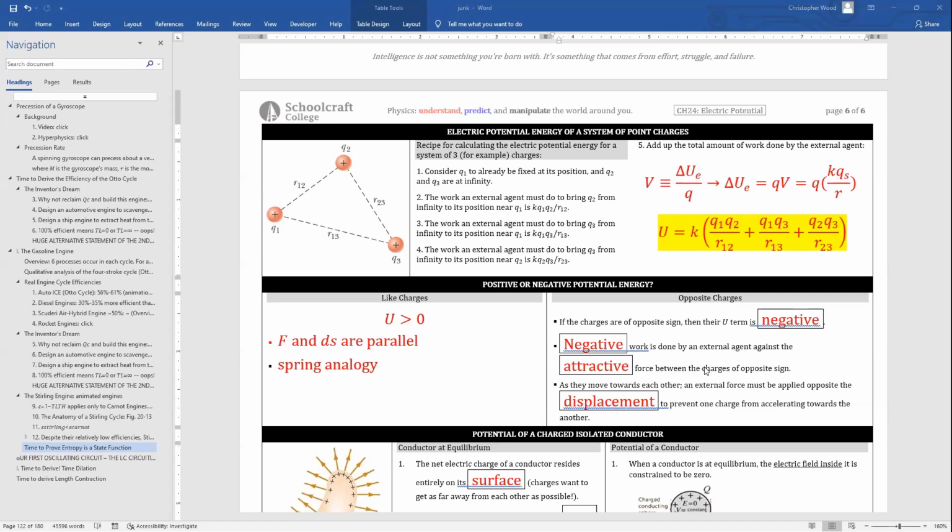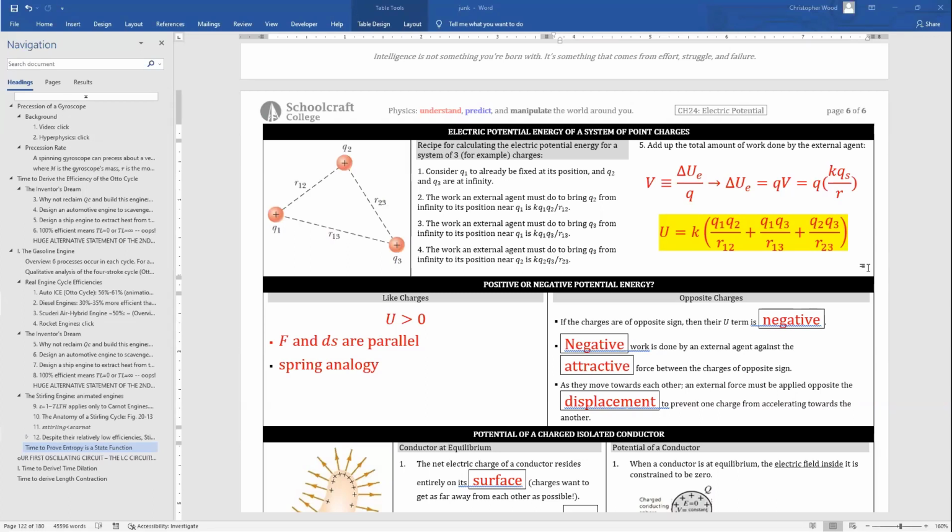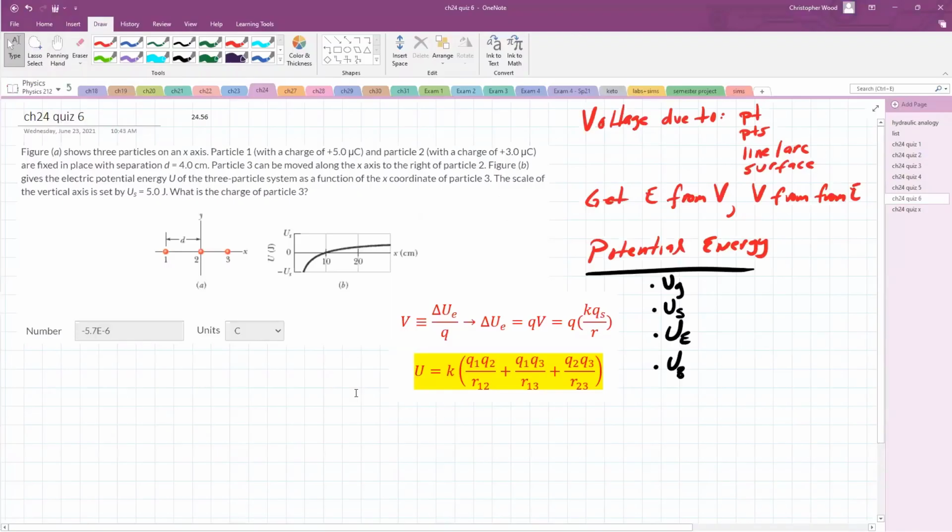Okay. So this is the electrostatic potential energy due to a bunch of charges. So I'll keep that over here for reference. All right. So we have to do some graphical interpretation. We have a graph and a figure. We have two graphs, really.